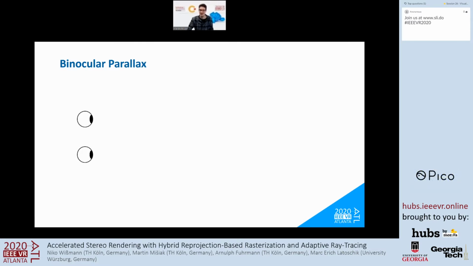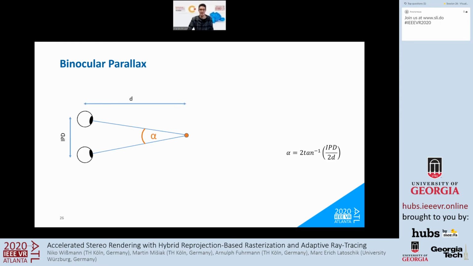If our eyes converge onto a point, they rotate inwards and their lines of sight cross at that specific point. The angle which is formed by the crossing lines of sight is referred to as binocular parallax. It's dependent on the interpupillary distance and the distance of the convergence point. Binocular parallax plays a significant role in depth discrimination based on stereoscopic vision.